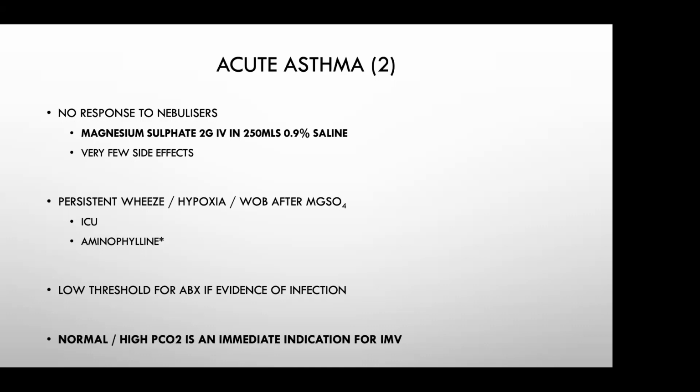If they are persistently wheezy or hypoxic and have increased work of breathing after the magnesium, then again, aminophylline with the same sort of caveats that I gave for COPD. And at that point, I would certainly be letting intensive care know. If you've got an asthmatic who comes into hospital requiring oxygen, and by that I mean requiring oxygen beyond their initial emergency management, I would want a blood gas for them. A normal PCO2 is not an immediate indication for invasive mechanical ventilation. That's a typo on the slide. But certainly a high one in the context of a tiring patient needs intubation.